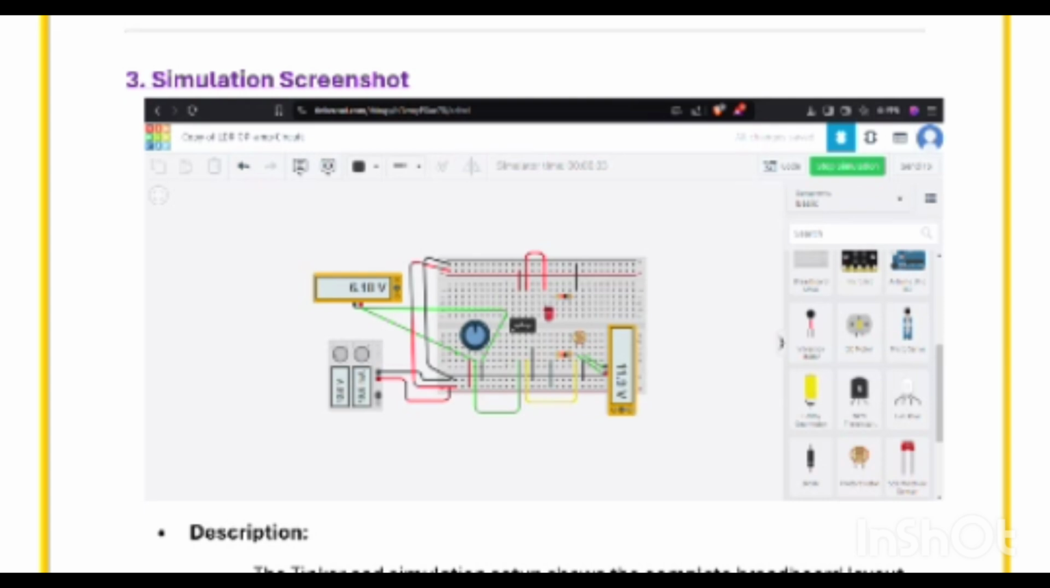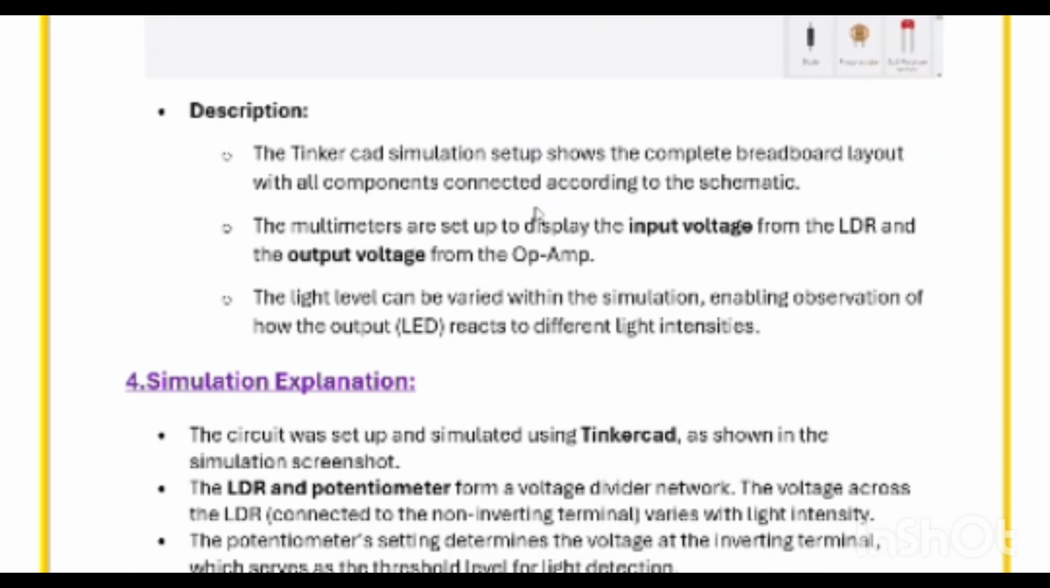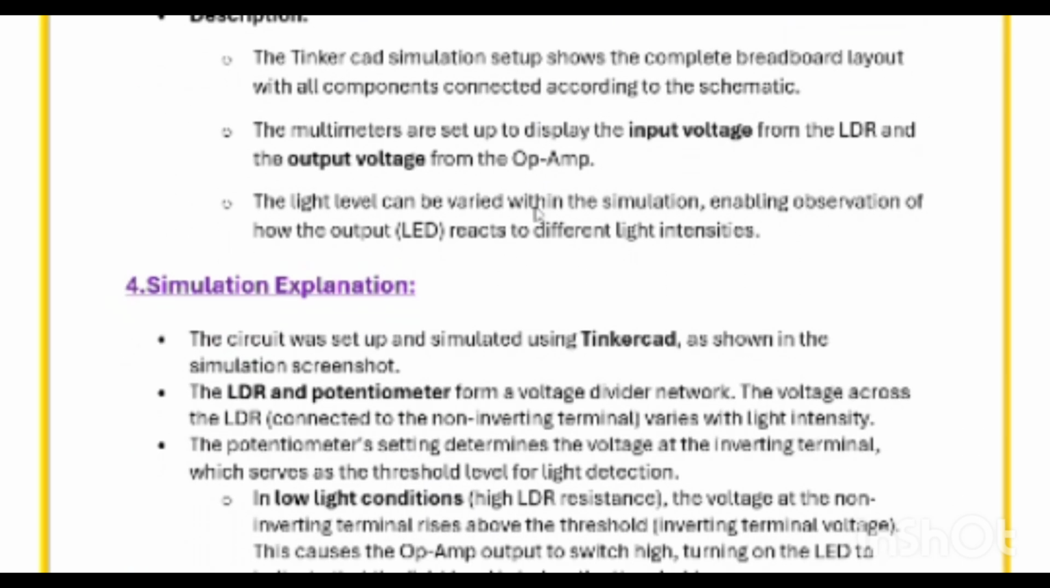Simulation environment: introduce Tinkercad, explaining that it is a user-friendly platform for simulating electronic circuits. Setting up the circuit: demonstrate the process of building the circuit in Tinkercad, showing how each component is placed and connected according to the schematic. Emphasize the importance of the voltage divider configuration formed by the LDR and potentiometer, explaining how it generates a variable input voltage for the op-amp.